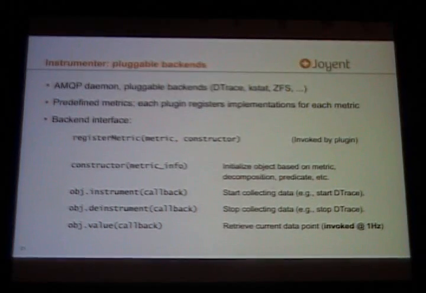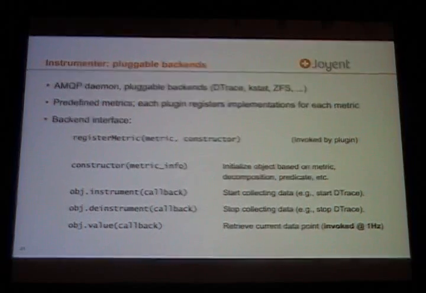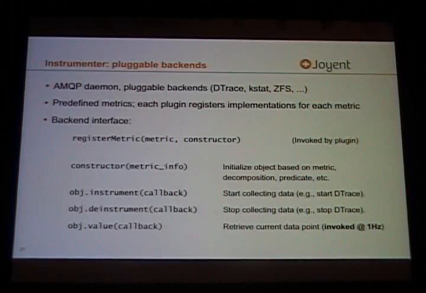It provides a constructor for an object. Sorry, one thing I neglected to mention is that this entire system is built with Node.js. I mentioned that was a building block, but I didn't actually point out all of this is actually Node.js, so this is JavaScript. Again, when the instrumenter starts up, it goes through the plugins, asks them to register what metrics they know how to implement. The DTrace backend will register that it knows how to implement, say, the syscalls metric, and provide a constructor for an object which will actually implement that.